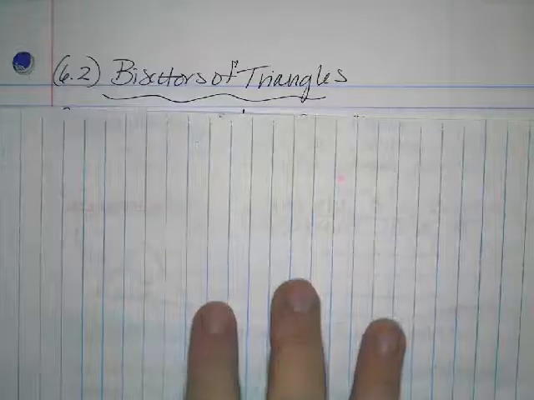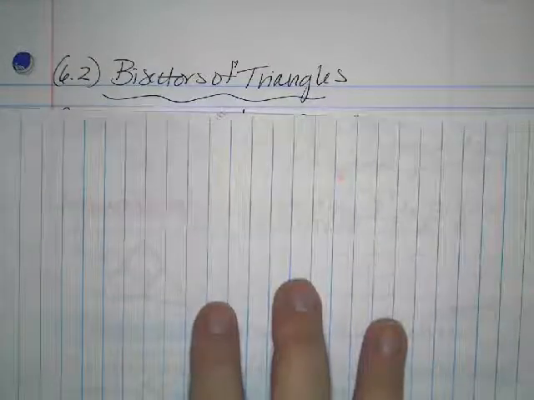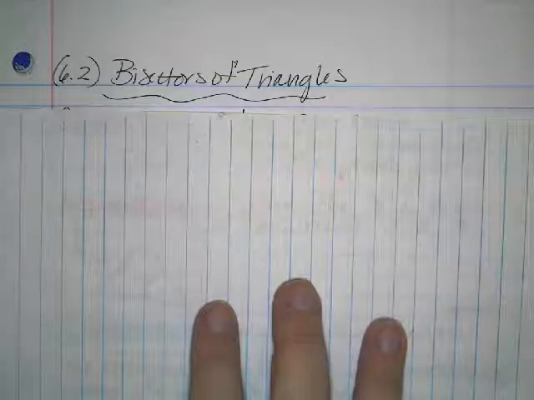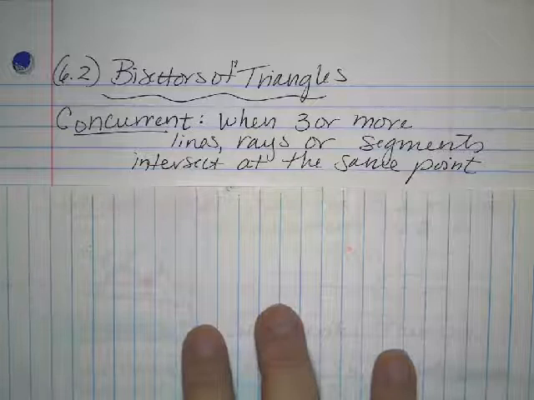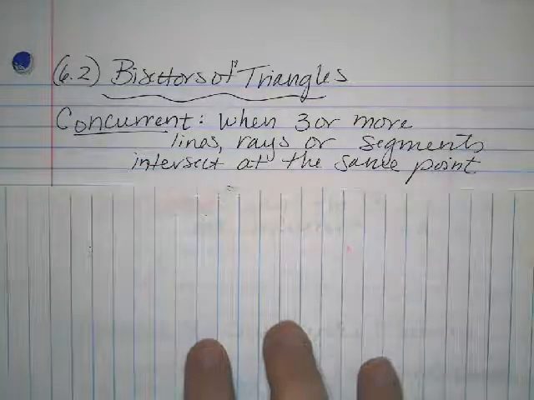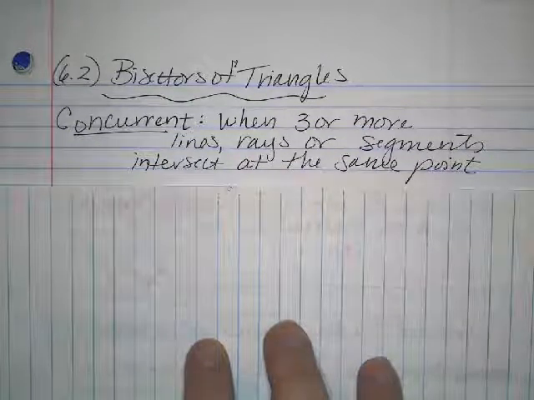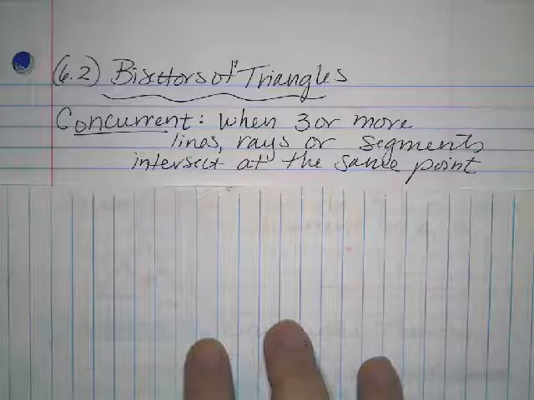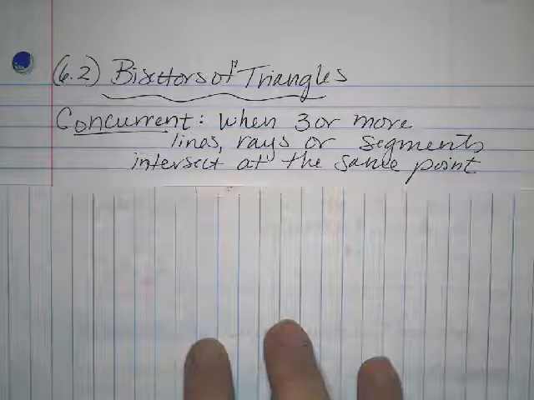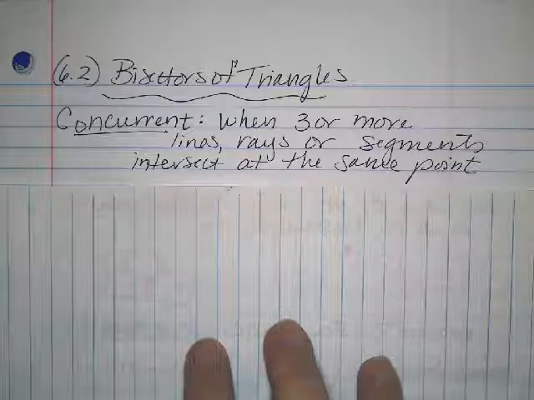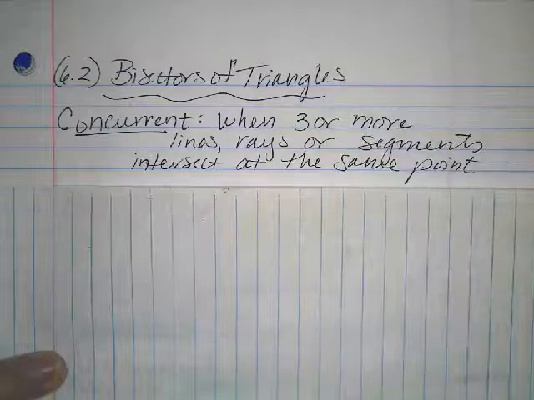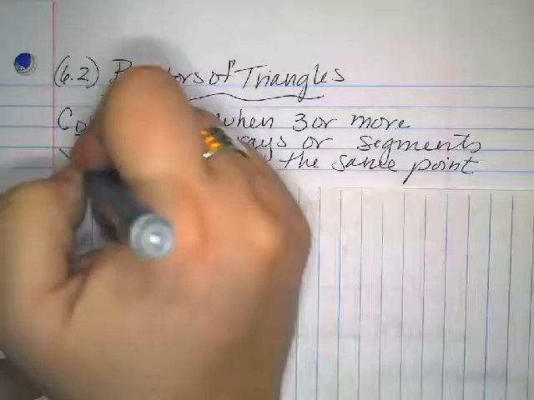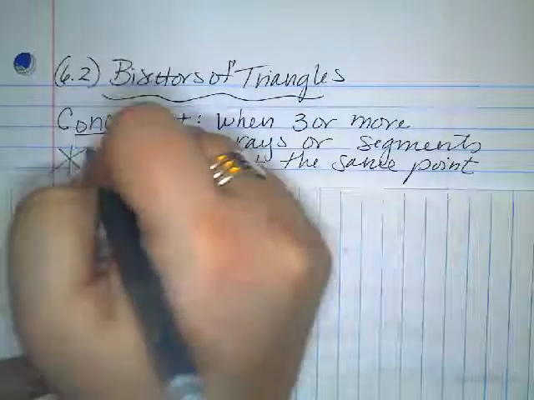In our next section in 6-2, we're going to look at bisectors of triangles. And the first vocabulary word that we really need to understand, because they're going to talk about it a lot, is called concurrent. To be concurrent is when three or more lines, rays, or segments intersect at the same point. So, for instance, I have a segment and a segment and a segment.